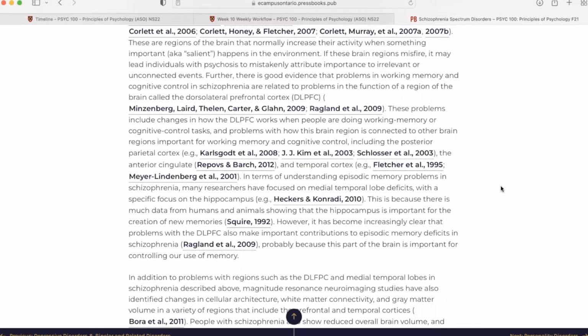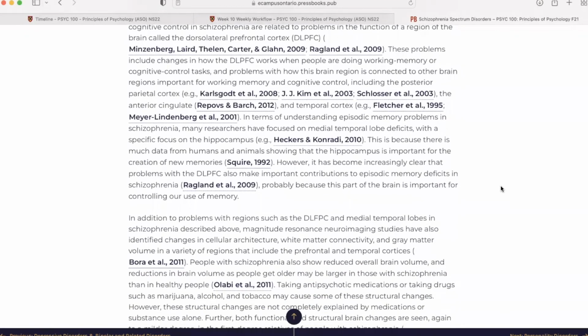Further, there is good evidence that problems in working memory and cognitive control in schizophrenia are related to problems in the function of a region of the brain called the dorsolateral prefrontal cortex. These problems include changes in how the DLPFC works when people are doing working memory or cognitive control tasks, and problems with how this brain region is connected to other brain regions important for working memory and cognitive control, including the posterior parietal cortex, the anterior cingulate, and temporal cortex.